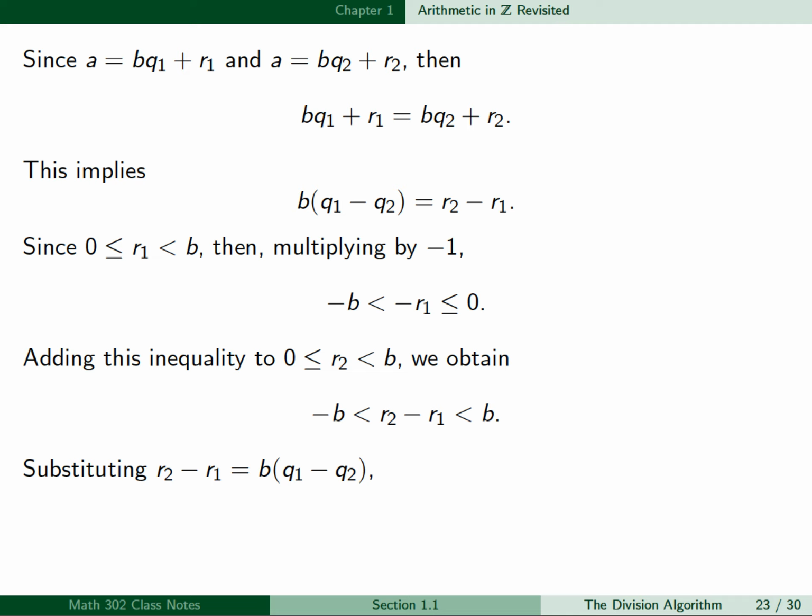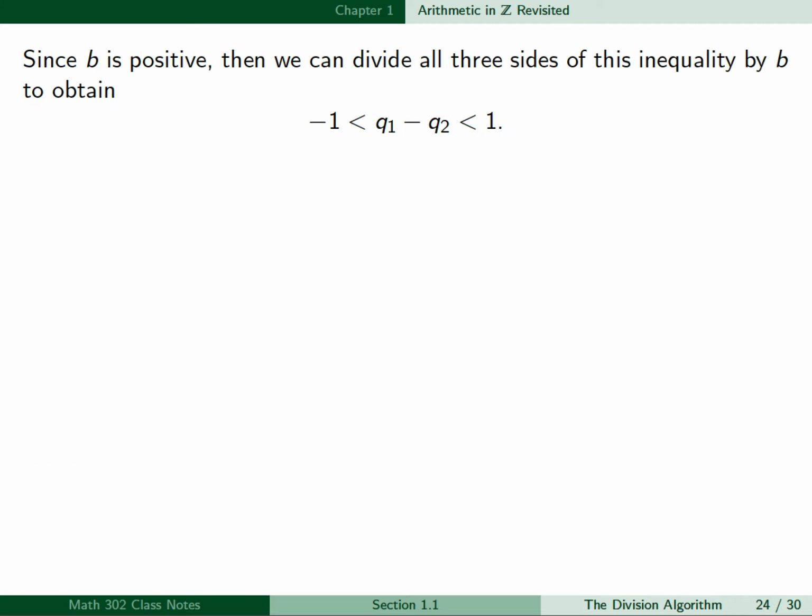Now, substituting r2 minus r1 equal b times q1 minus q2 into this double inequality, we obtain negative b is less than b times q1 minus q2 is less than b. Now, since b is positive, then we can divide all three sides of this inequality by b to obtain negative 1 less than q1 minus q2 is less than 1. And since b is positive, it preserves the sense of the inequalities.